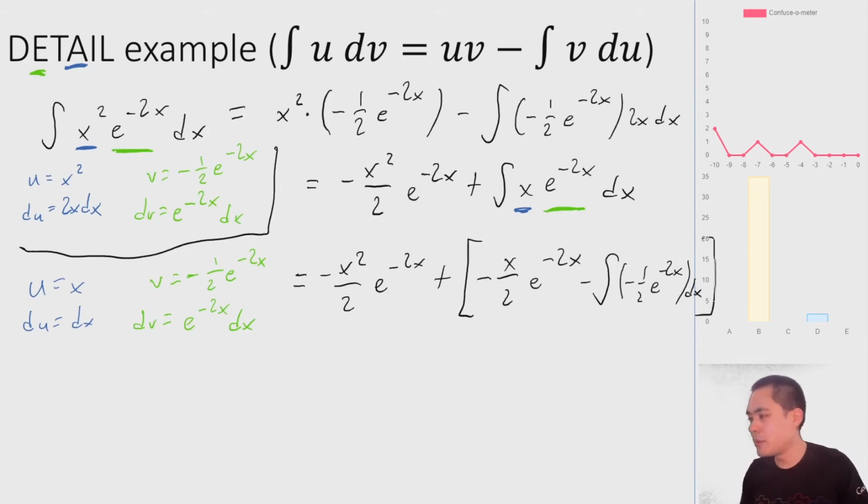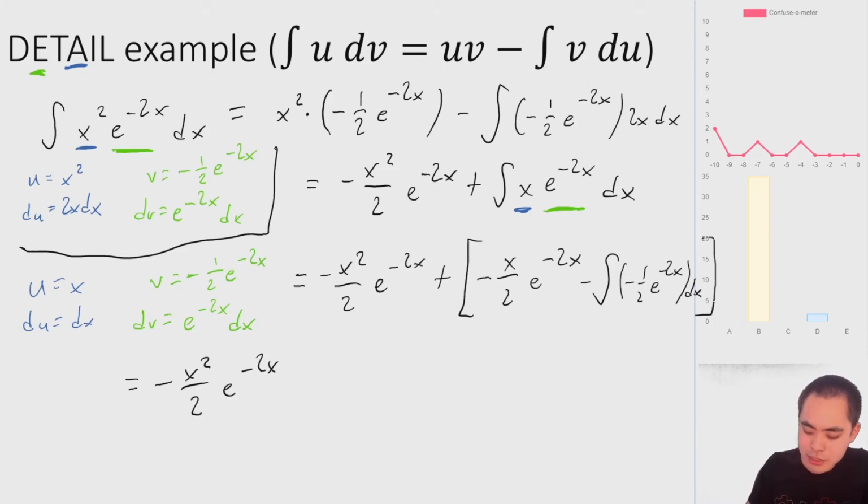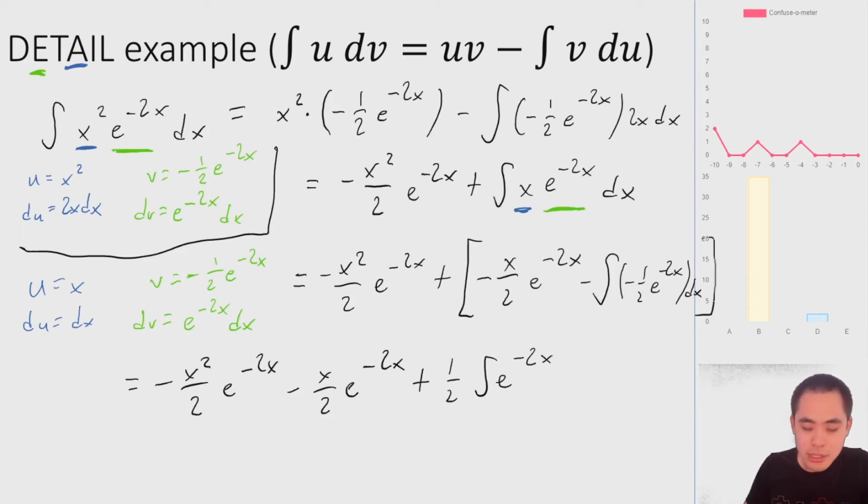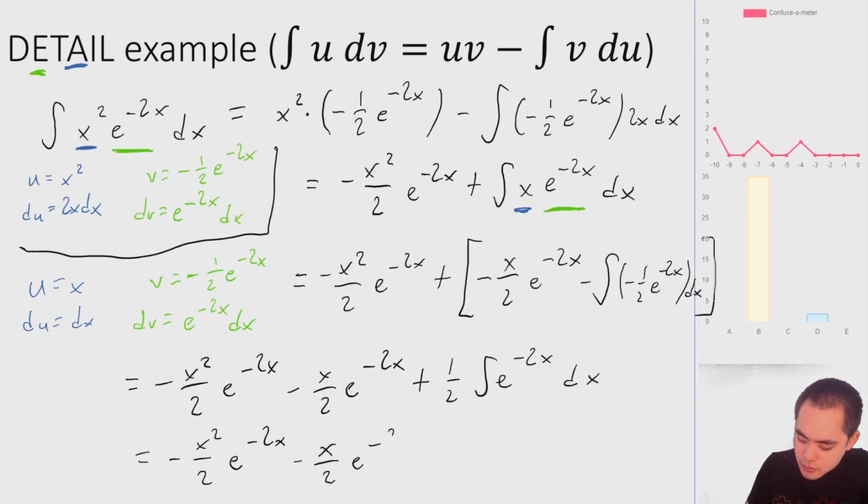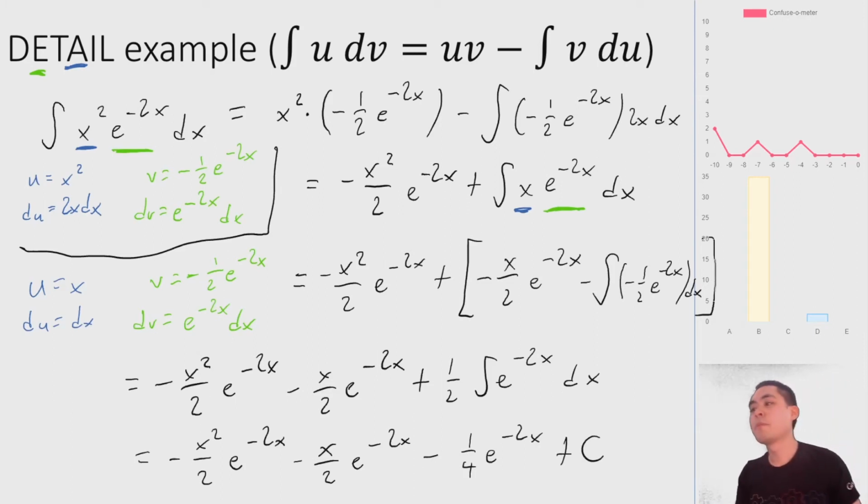Sorry, I went over it a little bit. But now that we've done that, that is finally an integral we know how to do, right? So if we rewrite all this out, this is going to be minus x squared over 2 e to the minus 2x minus x over 2 e to the minus 2x plus 1/2 times the integral of e to the minus 2x dx. So let's copy all that down. And this is going to be minus 1/4 e to the minus 2x plus c.